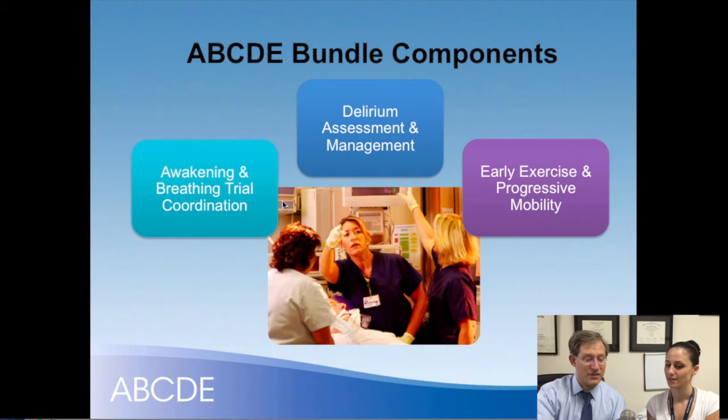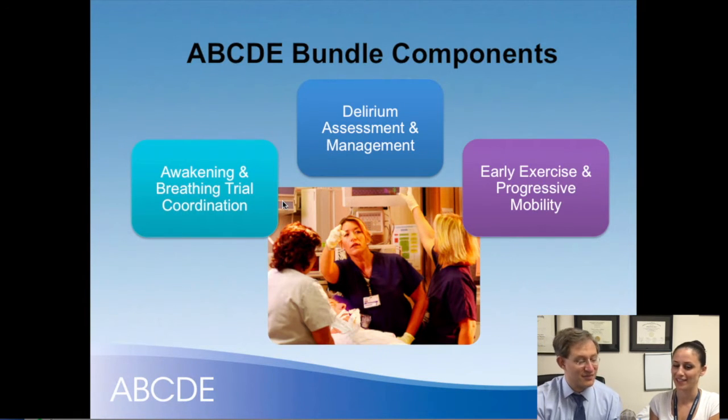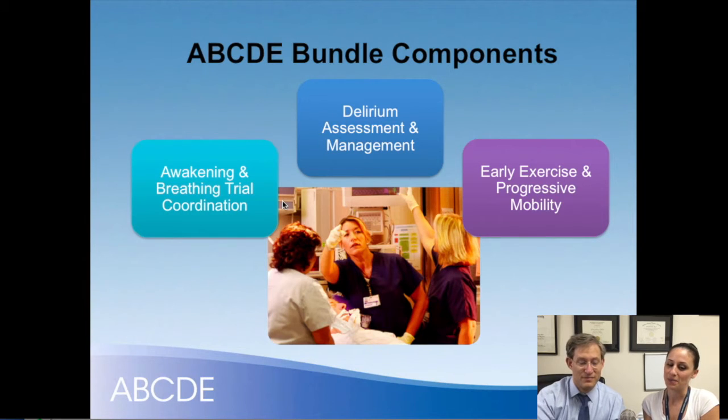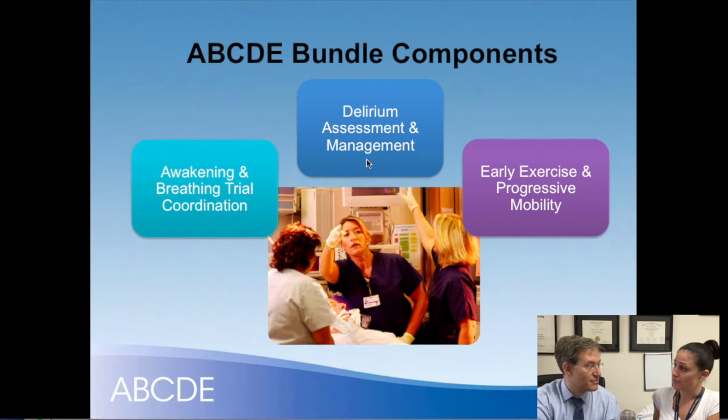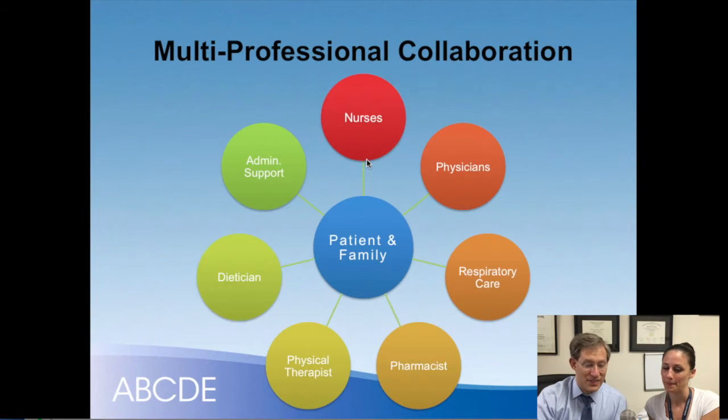So Dina, do you want to take a few minutes here and go over the different components of the ABCDEF bundle? Sounds great, Rich. So basically, there's the awakening and breathing trial, and then coordination, which will be coordination amongst the collaborative teams. And then you have the delirium assessment and management, which is another very important part of this bundle, as well as early exercise and progressive mobility, which is really, really exciting for the staff and the patients.